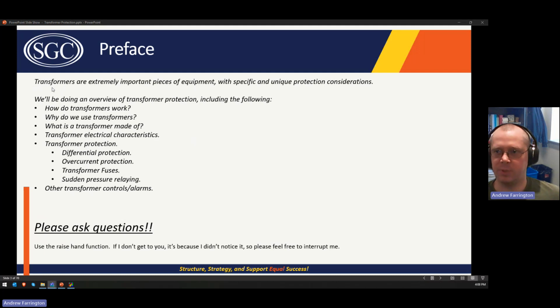Transformers are extremely important pieces of equipment with specific and unique protection considerations. So my goal for this class is to cover, at a high level, how transformers work, why we use them, what they are made of, and their unique electrical characteristics, most of which should be review, but I want to touch on some key points. And then probably in the next lecture, we'll dive into the actual transformer protection: the differential protection, the overcurrent protection, fusing, sudden pressure relaying, other ancillary devices, and things of that nature.